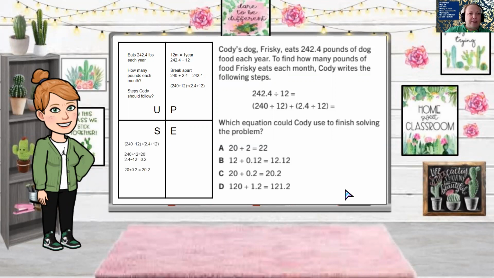So 240 divided by 12 equals 20. 2 and 4/10 divided by 12 equals 2/10. So if I add those two parts together, 20 and 2/10, that gives me 20 and 2/10. So my answer is reasonable because breaking it apart to divide made it easier to divide by 12 mentally, because I know that 24 divided by 12 equals 2. Then just use the place value to help place the decimal. So that gives me the answer C.